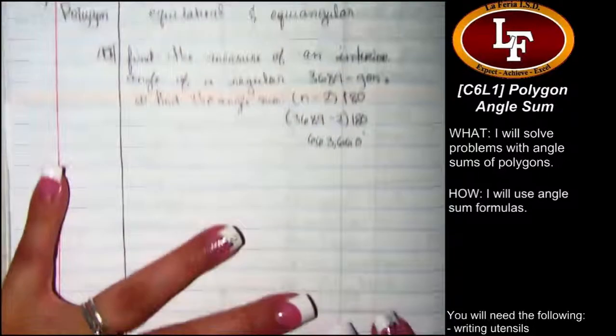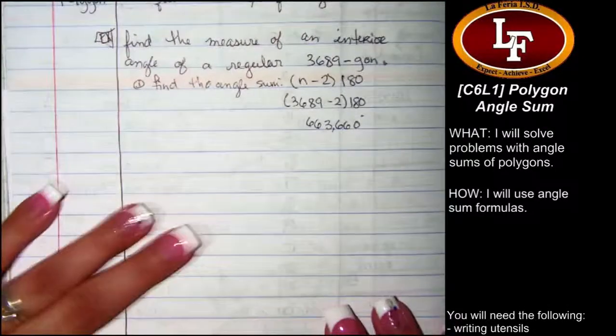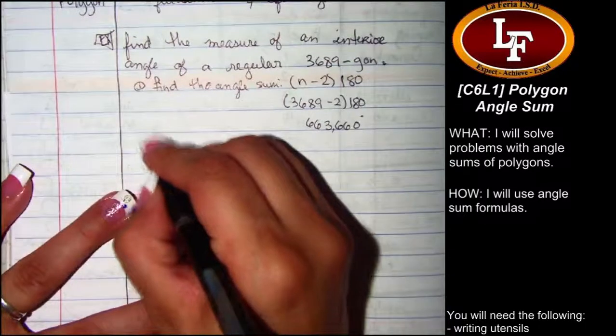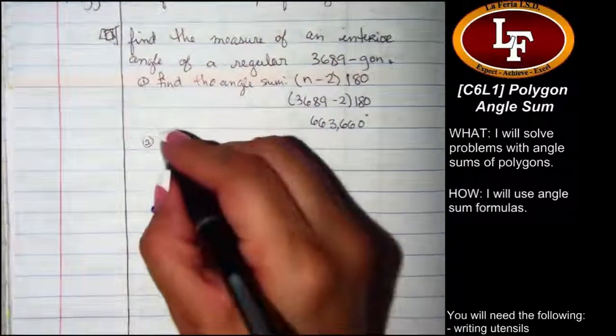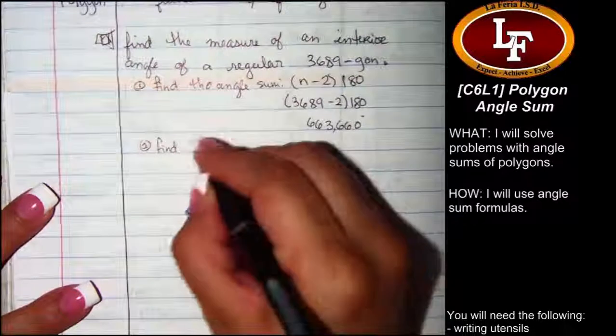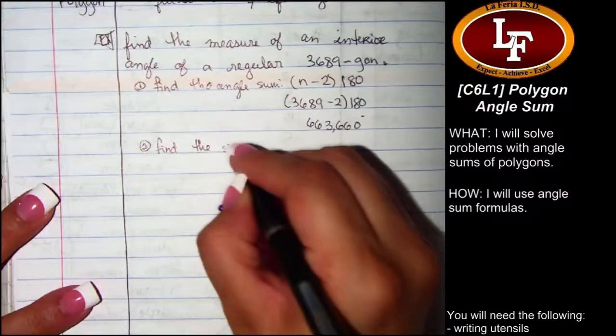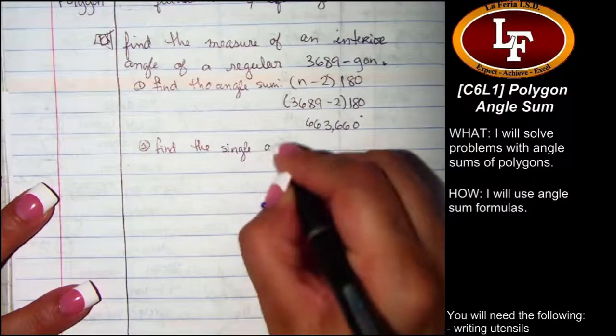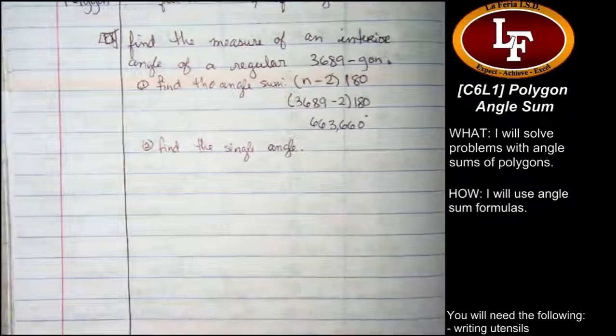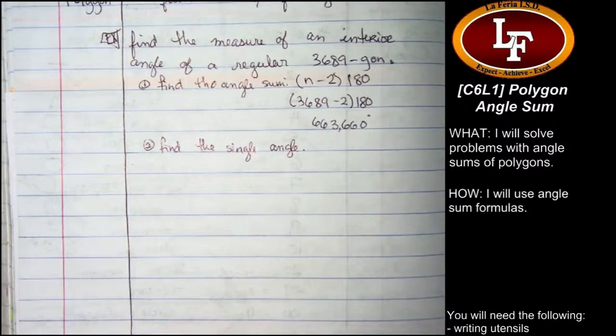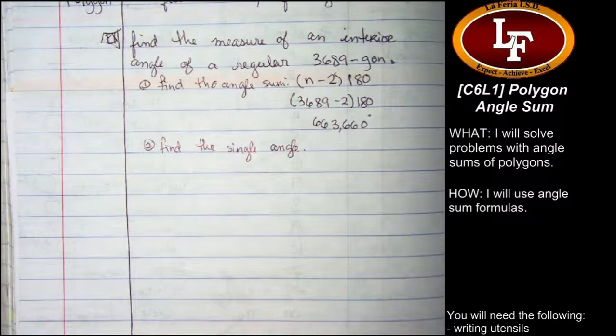All right, so it's a really big number. Second thing we need to do is find the single angle. Let me just divide it, right? Why is it divided? Because it's a huge number. No, I'm kidding. Because that's the total number. So if we want to find the angle of one, then we divide it by how many angles there are.